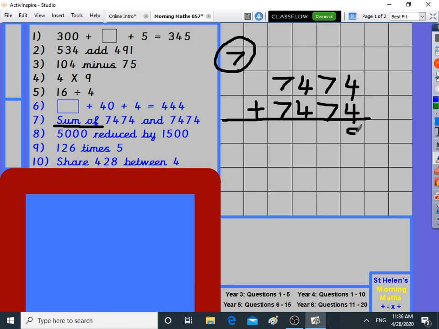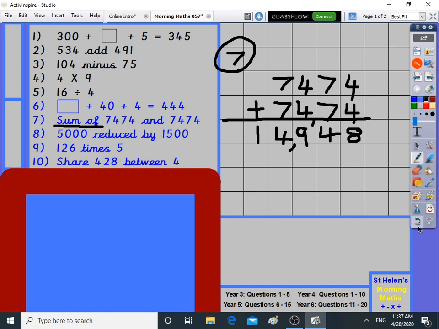4 plus 4 is 8. 7 plus 7 is 14. Carried a 1. Make sure it says 14, not 41. 4 plus 4 is 8. Plus 1 is 9. And 7 plus 7 is 14. So plus makes things bigger. It definitely makes things bigger. Wonder if you can say the answer in the next 5 seconds before I say it. It is 14,948. 14,948. And we'll move on to question 8.